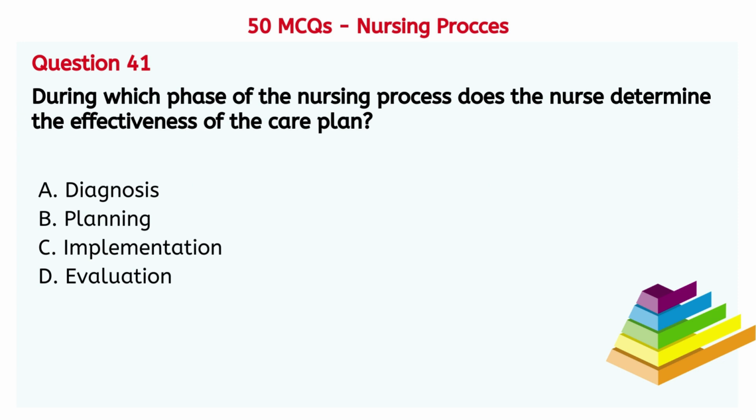Question 41. During which phase of the nursing process does the nurse determine the effectiveness of the care plan? The options are: A. Diagnosis. B. Planning. C. Implementation. D. Evaluation.